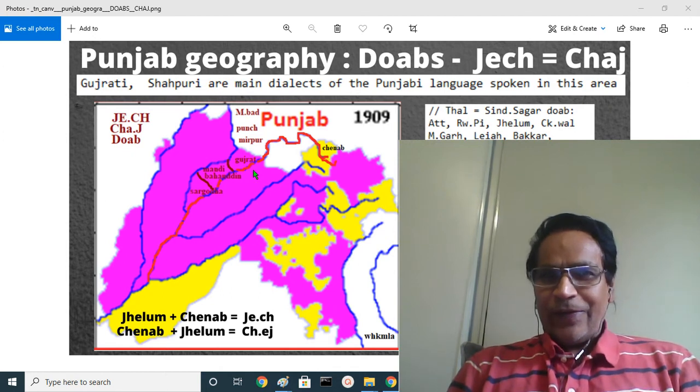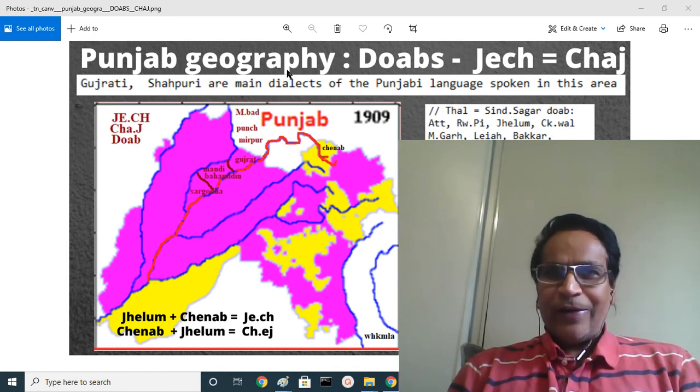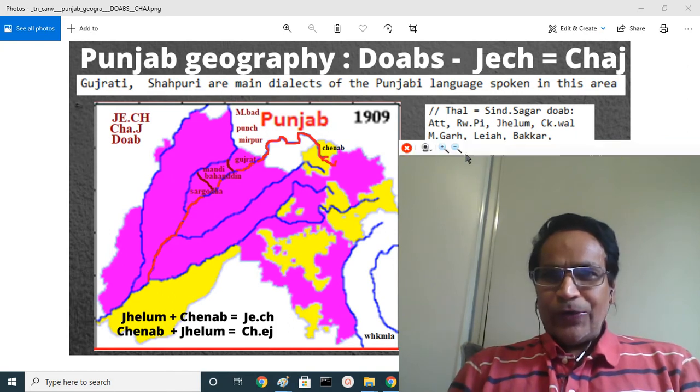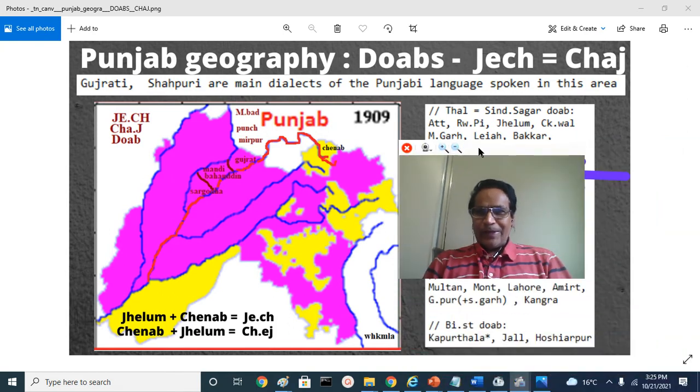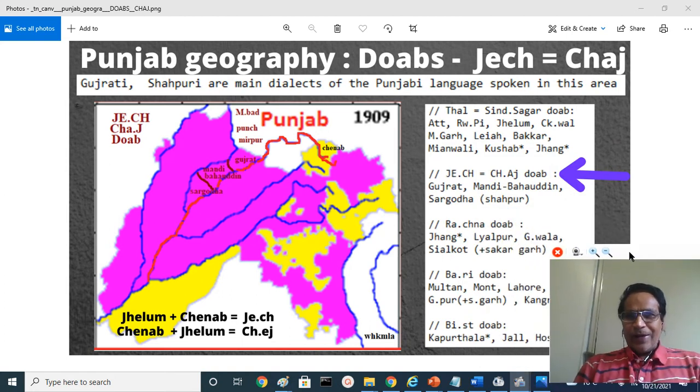And today's topic of interest is Punjab Geography, Doabs: Jech Doab or Chaj Doab. You will see both the names in the literature, and there are two rivers here. The main river, the big river, I have shown in red color, that is Chenab River. Chenab River is a combination; its upstream tributaries are Chandra River and Bhaga River here. This is in the Lahul and Spiti region of Himachal Pradesh.